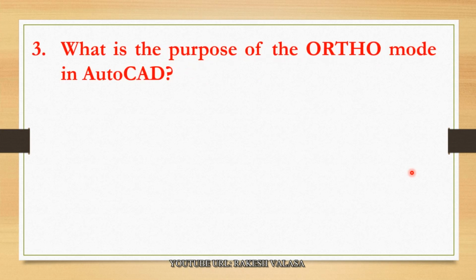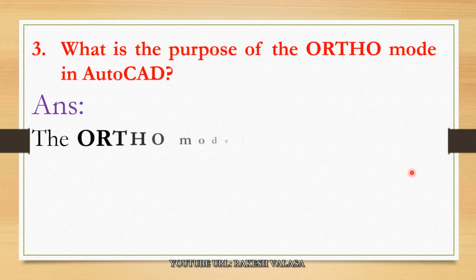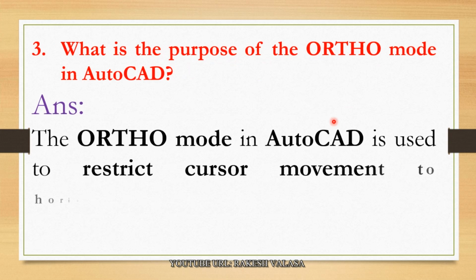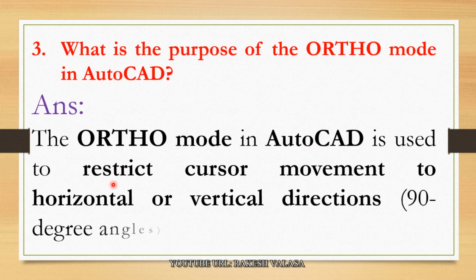Question number 3. What is the purpose of ortho mode in AutoCAD? The answer is, the ortho mode in AutoCAD is used to restrict cursor movement to horizontal or vertical directions.